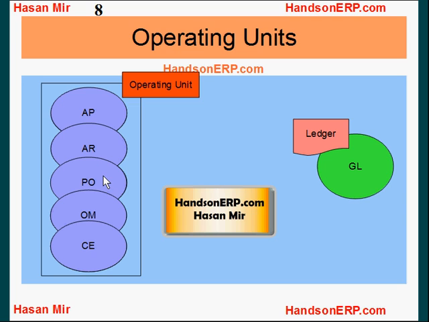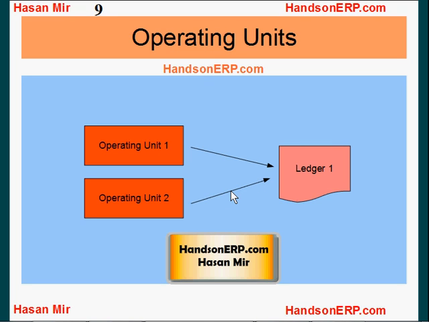So the bottom line is that there is a hard line of partition between operating units. So that's why we say data is segregated by operating units in the subledgers. So if you have two operating units and you have all these subledgers up and running, it's as if you have two separate installations of Oracle. So data in one operating unit is not available to the second operating unit. However, two operating units could be connected to the same ledger.